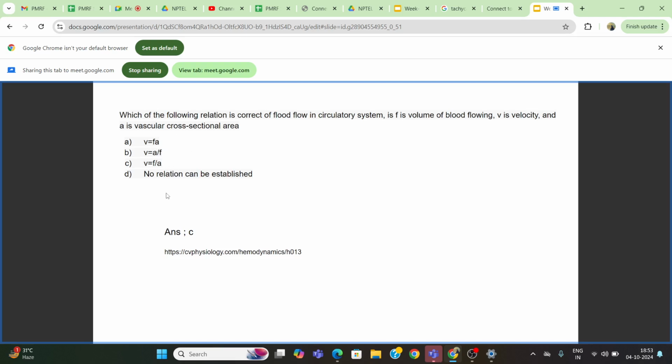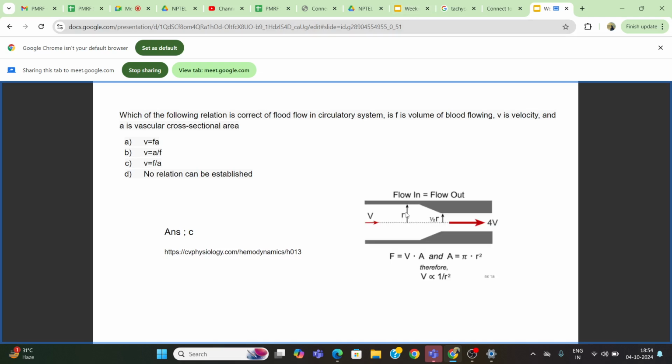Because our velocity increases, we know the force will increase. And if there is a very large area with the same force, what happens? The velocity will decrease because there is a large area, so it will go into every part, right? And if there is a smaller area, and it's coming with the same force, it will move faster. So either way you can remember. So the correct answer is C. V is equal to F by A, or F is equal to V into A.